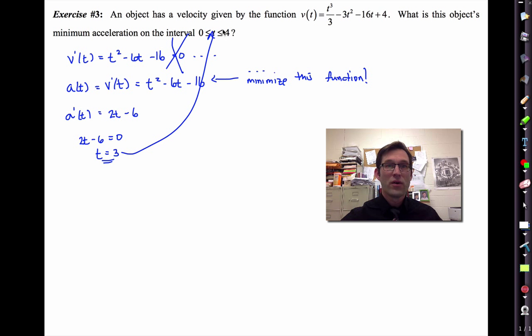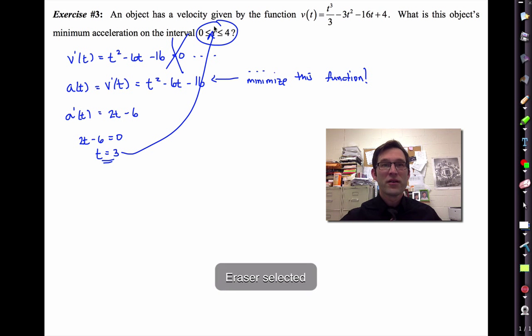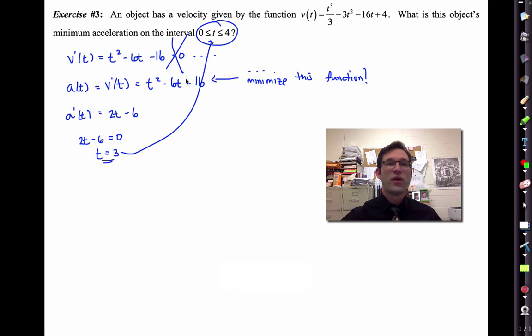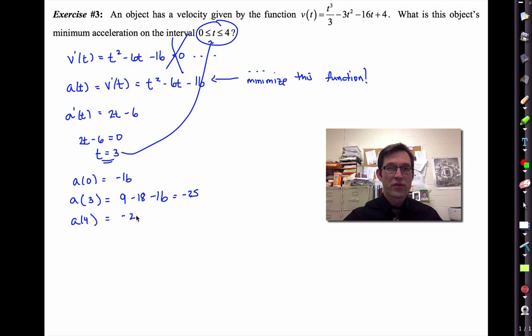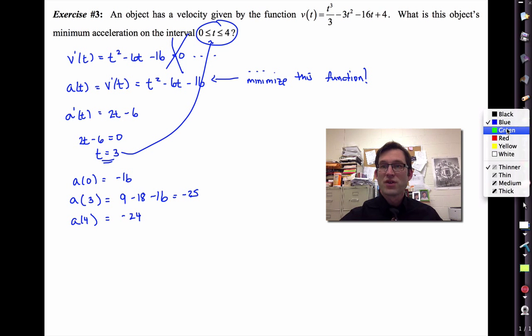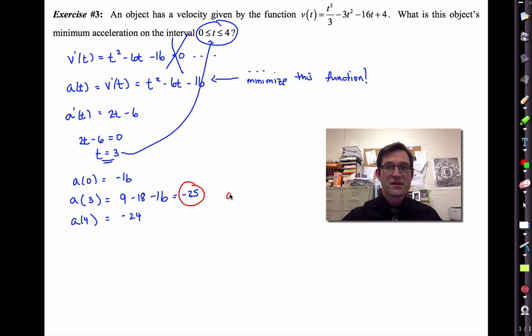Take a look at my interval. T equals 3 definitely falls in it. So now let's figure out a of 0. That's negative 16. Let's figure out a of 3. It's going to be 9 minus 18 minus 16, which is negative 25. And let's figure out a of 4, which I will save you the arithmetic as negative 24. There's our winner. This is a min. A min is negative 25. All right, very tricky.